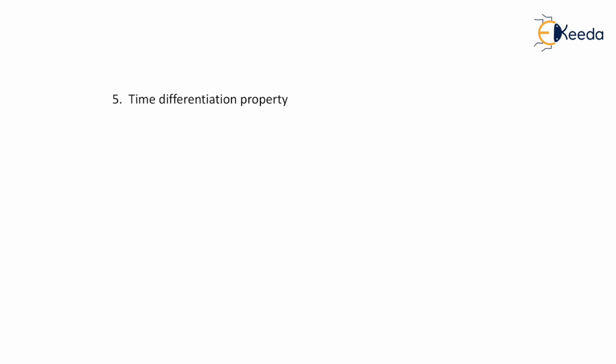Let's go to another property called the time differentiation property. We have to see what happens in the frequency domain when differentiation takes place in the time domain. Let's say we have x of t having Fourier transform X of omega, then d by dt of x of t, that is the differentiation of x of t, has Fourier transform j omega times X of omega.